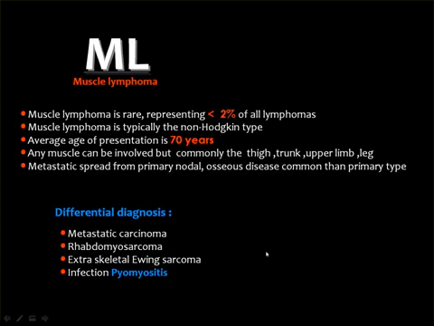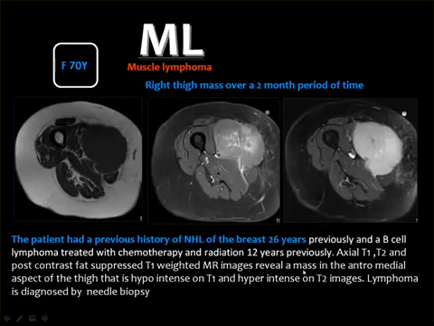And muscle lymphoma should be differentiated from metastasis, from rhabdomyosarcoma, from extraskeletal Ewing sarcoma, and infectious myositis, together with a lot of soft tissue malignant lesions. And this is an example of a patient 70 years old presenting with a thigh mass over a 2 month period of time.